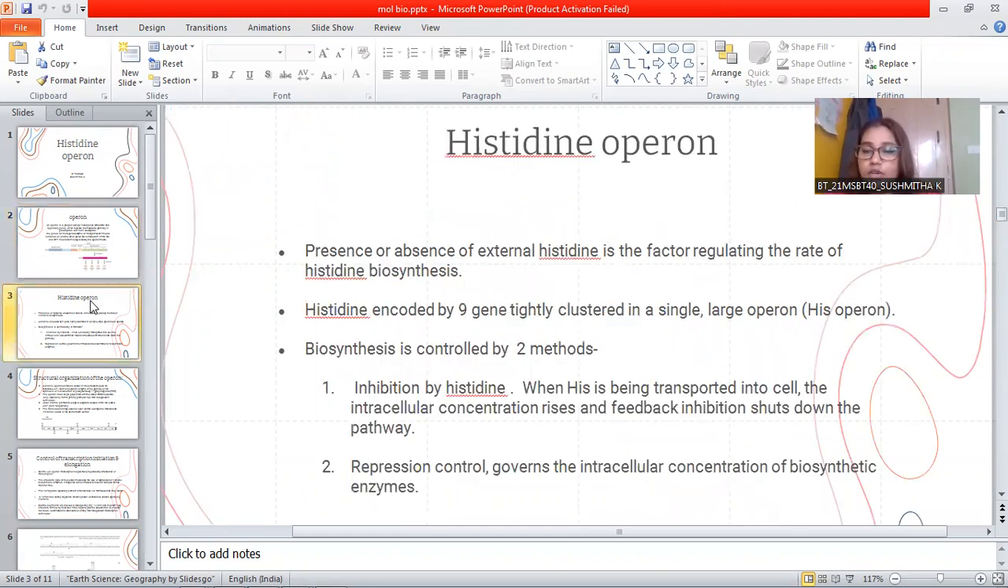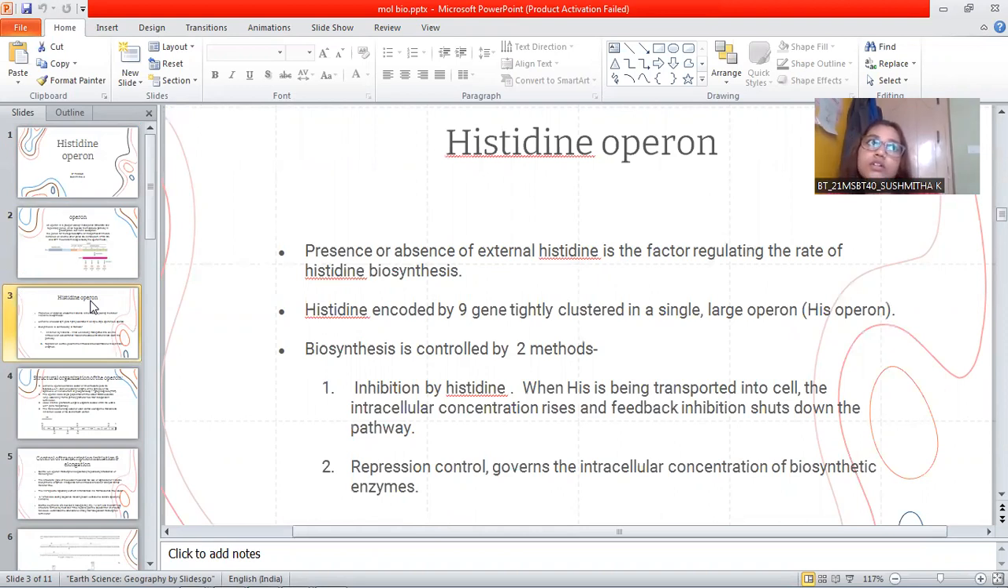So what is histidine operon? As I told, with the basic definition of operon, we must already know what is histidine operon. It's an operon which is involved in the synthesis of histidine. Histidine is encoded by 9 tightly clustered genes in a single operon, and that operon is a large operon. This operon is also called the his operon because it's the histidine operon.